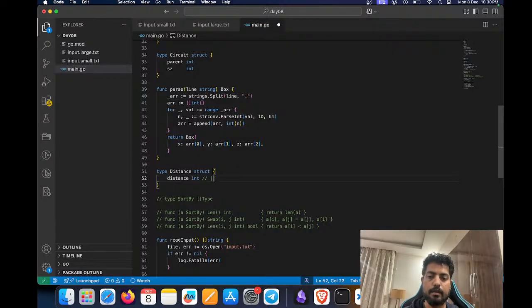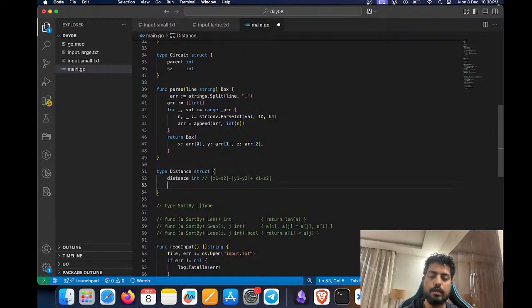Which is nothing but the modulo of x1 minus x2. Let's say we have the coordinates x1 y1 z1 and x2 y2 z2. So this is nothing but x1 minus x2 plus y1 minus y2. We can also have the square of this function, but for our intents and purposes this is also fine. Plus z1 minus z2. This is what we want.